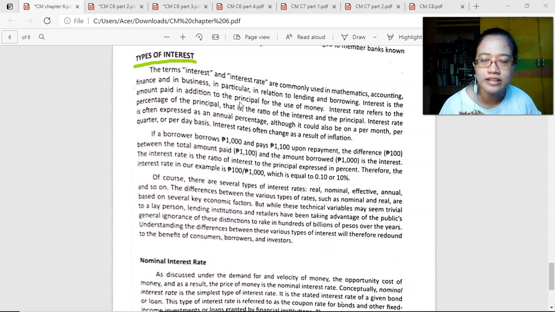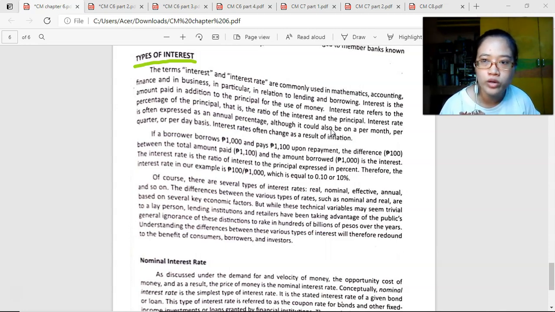Okay, so yung principal naman, that's the amount of money that you borrowed. So essentially, you really need to pay it back. And then the interest is the additional, which is your payment for using the money. Interest rate refers to the percentage of the principal, that is the ratio of the interest and the principal. So normally, let's say 12% annually.